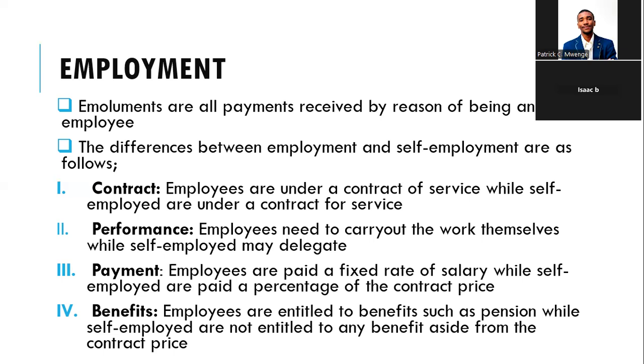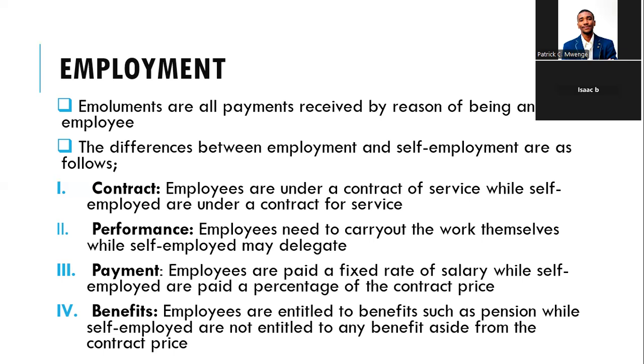So with a contract for service, which is self-employed, the employer doesn't have control over how the employee does the job. Then two, performance. Employees need to carry out the work themselves, while self-employed may delegate. When you're employed by a company, you're told the job that you need to do, given the job description. But self-employed individuals are just contracted, and if they don't want to carry out that job, they can delegate it to somebody else.